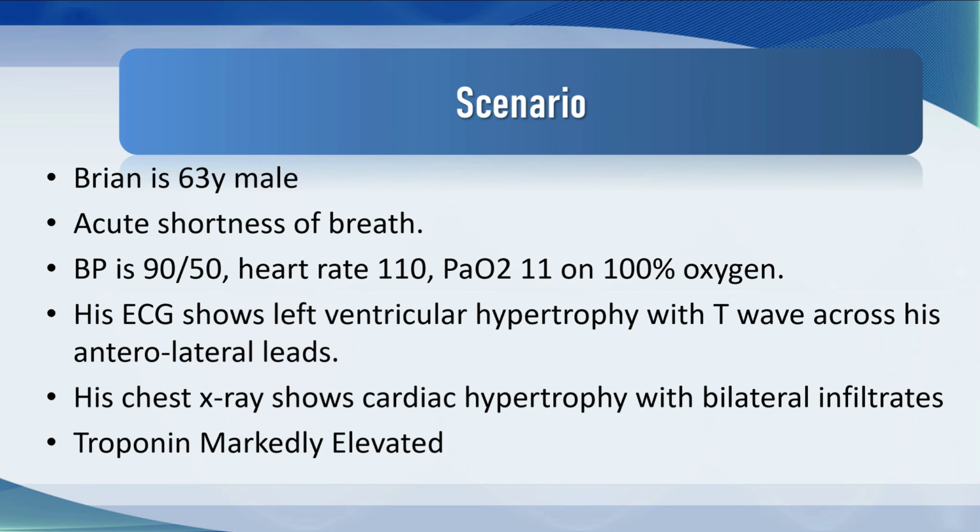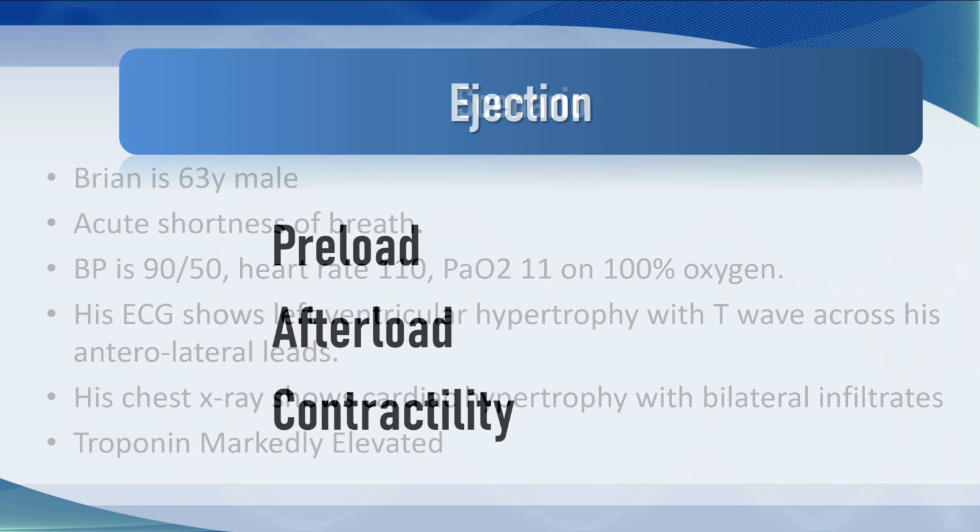Brian is a 63-year-old male with acute shortness of breath. His blood pressure is 90/50 and his heart rate is 110. His PaO2 is 11 kilopascals or about 80 millimeters of mercury on 100% oxygen. His ECG shows left ventricular hypertrophy with T-wave inversion across the anterior lateral leads. His chest X-ray shows cardiac hypertrophy and bilateral infiltrates. His troponin is markedly elevated. So Brian appears to be having an acute coronary event associated with hypotension.